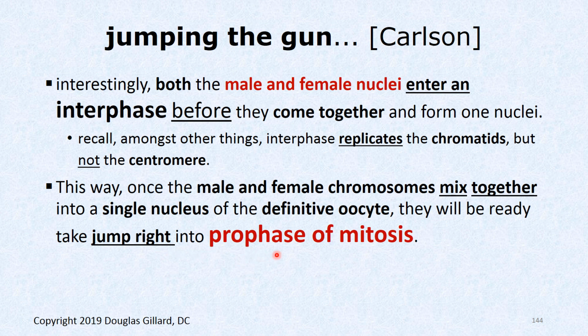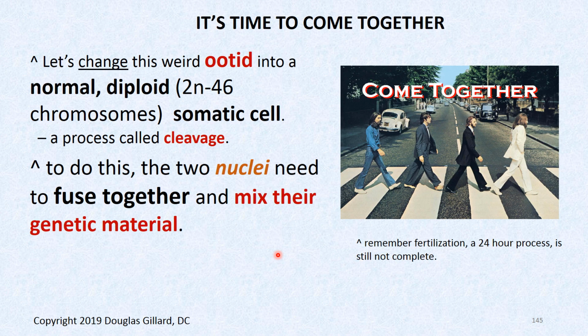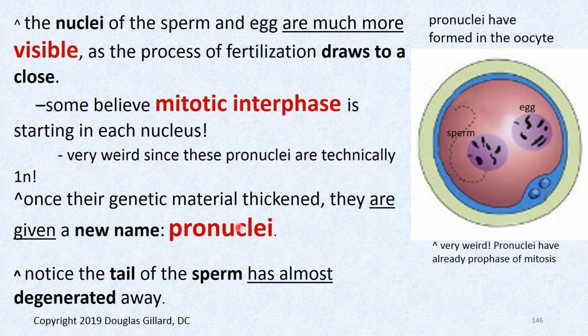So what they're doing is getting ready to join each other and morph together. And they actually make it into prophase. So they start thickening and become visible. And that's the time when they're going to come together, like the great Beatles album here. So let's change this weird ootid into a normal cell. That's what we're going to do by coming together. We pull these nuclei together and let their genetic material mix. So there's the sperm. You can see we're in prophase because we can see the thickened genetic material now. But these are still only 1N. But if we combine these together, we have a normal cell. But this cell right here is pretty darn weird, you'd have to agree. What cell has 2 nuclei in it?